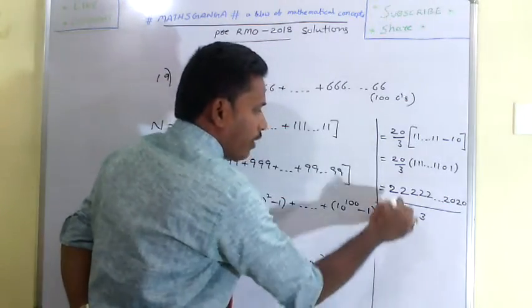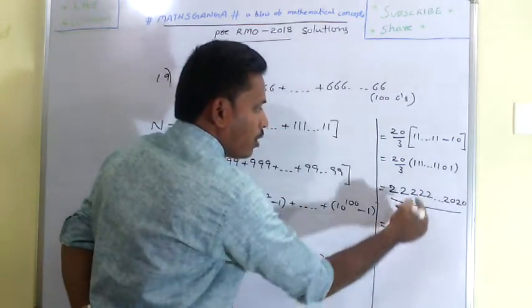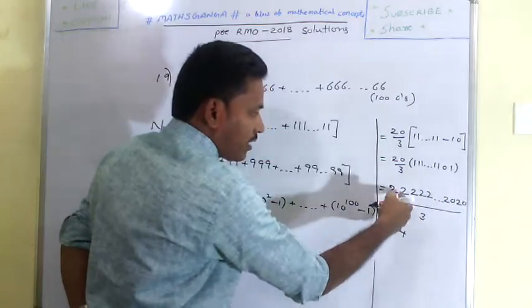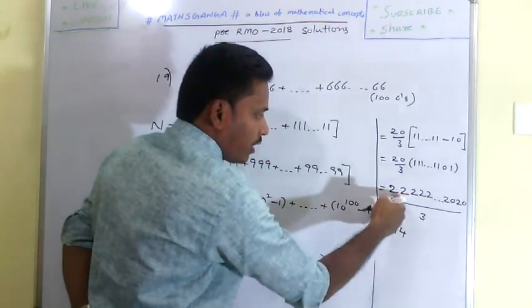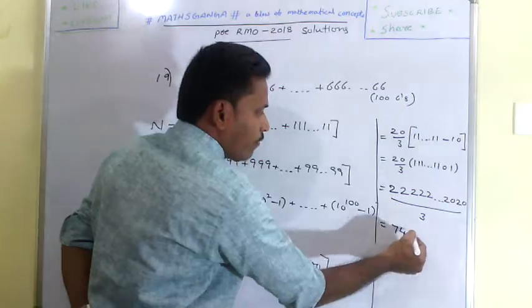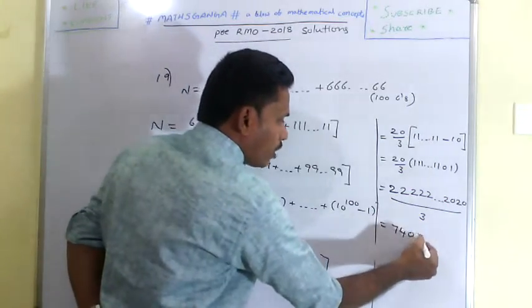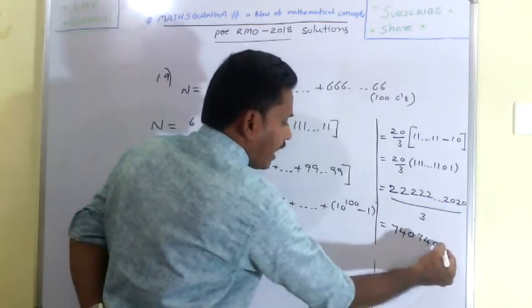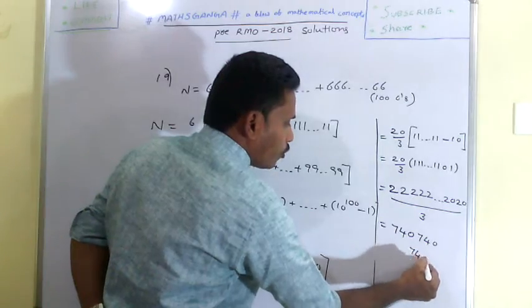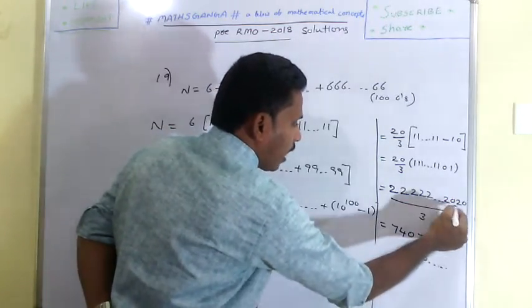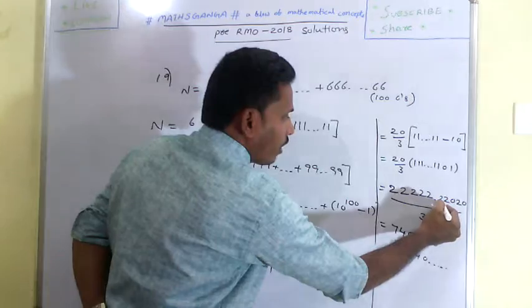3 sevens is 21 and then 1, 2 is 4. So there, after the carry again, 3 sevens is 21, 1, 2 is 12. For 3 2's, there is a carry, so 740. And again for more 3 2's we will get 740. And again for more 3 2's we have 740.